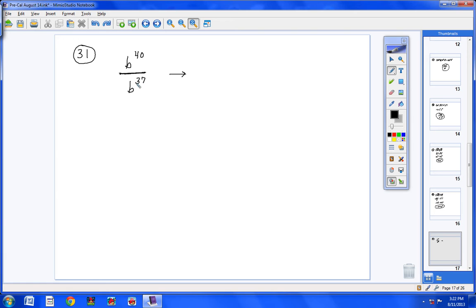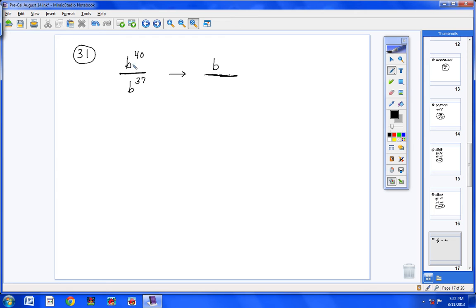There's a property that says whenever you're dividing like bases, you go ahead and write the fraction bar, and you write the like base in the numerator, always up top, always. And then you subtract these. You always take the top number minus the bottom number. Let's go over that again. Whenever you're dividing like bases, like I have a b here and a b here, the property states that you write the like base, which is b, you write that in the top, the numerator, always.